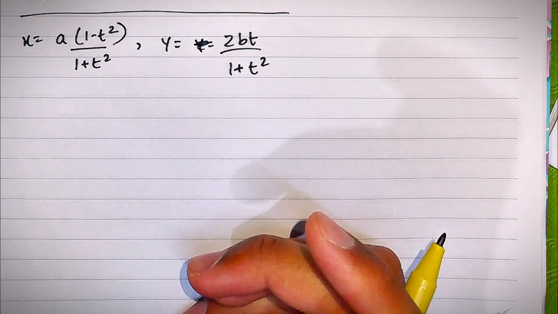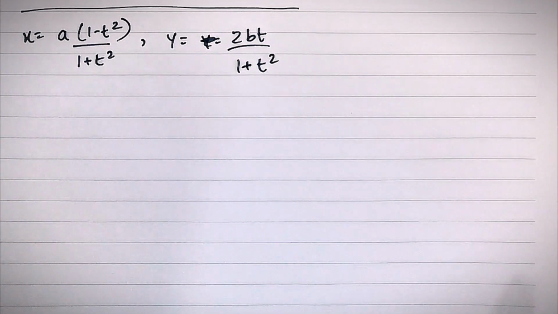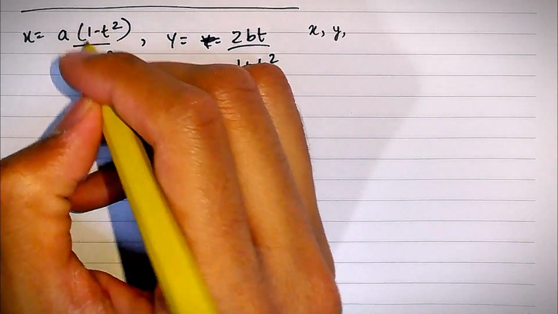Here we have the next question. x is equal to a(1 - t²)/(1 + t²), and y is equal to 2bt/(1 + t²). If you focus on it for a while, you will know what the third variable is. Three variables: x, y, and what is the third variable over here?